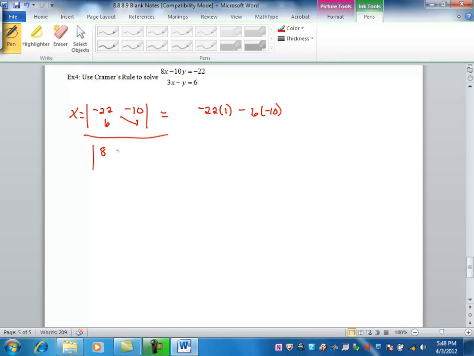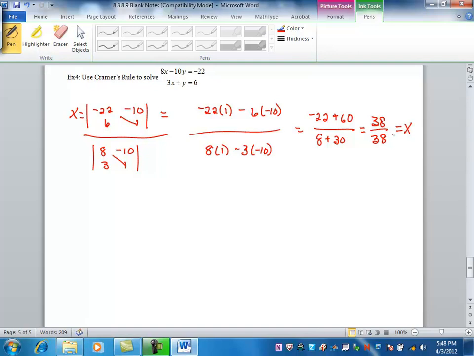So this is 8, negative 10, 3, 1. So this gives me 8 times 1 minus 3 times negative 10, negative 22 plus 60 over 8 plus 30. 60 minus 22 is 38. 8 plus 30 is 38. Once again, my x is 1.